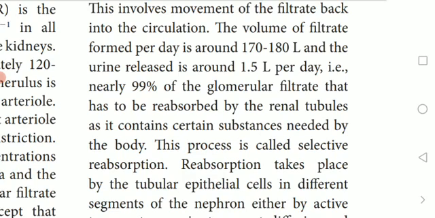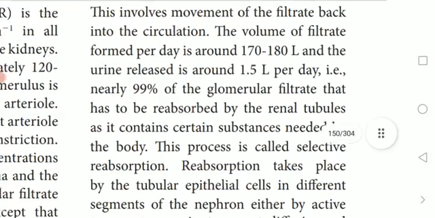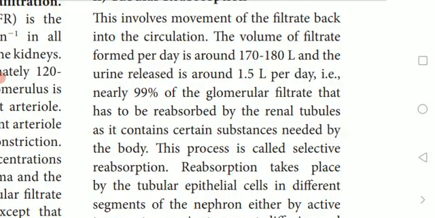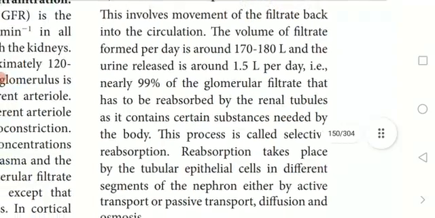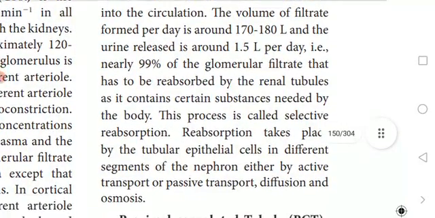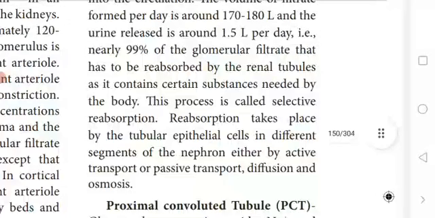The blood from the glomerulus passes out through the efferent arteriole. Here, this is what we call the efferent arteriole. The smooth muscles present in the efferent arteriole contract, resulting in vasoconstriction. So that's all the information about this. The first process is glomerular filtration, and the second one is tubular reabsorption, in the mechanism of urine formation.